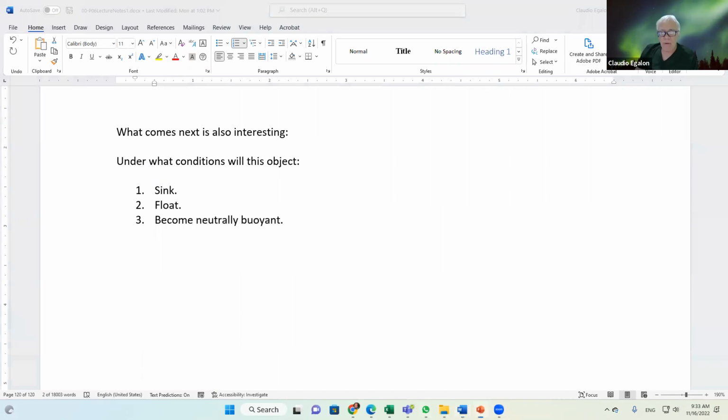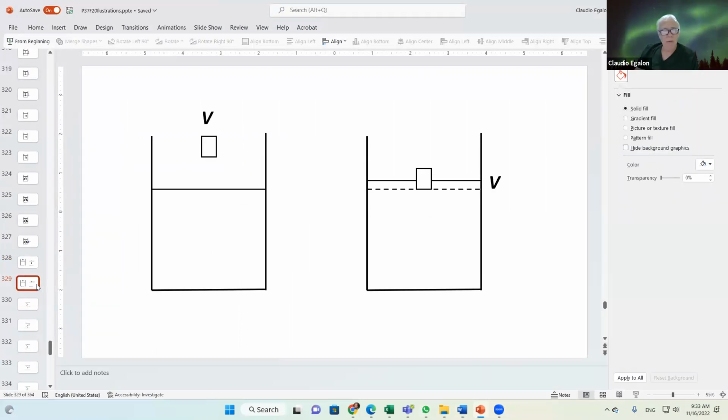Okay, so let me give you an illustration here. Here is the case of an object that floats. I completely submerge the object and then it tends to move upwards. It tends to float. And as it floats, the volume of the water changes. Do you see that? I did that on purpose. If the object sinks, what's going to happen?